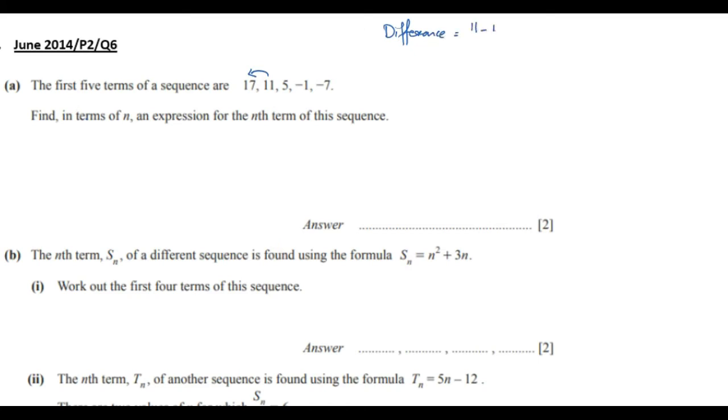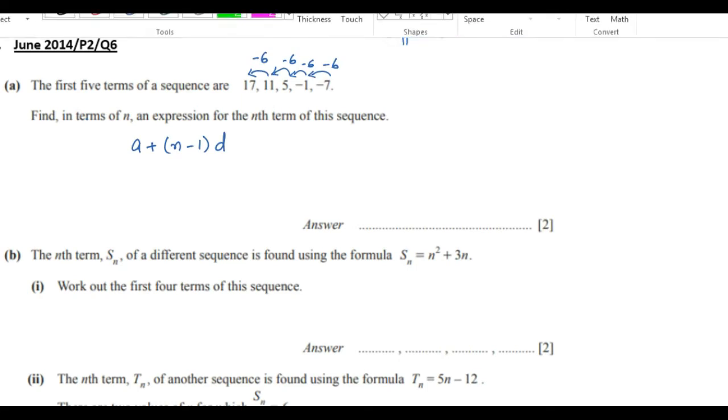So 11 minus 17. See here, the difference is minus 6. Similarly, 5 minus 11 is again minus 6. Minus 1 minus 5 is minus 6. Minus 7 minus (minus 1) is equal to minus 6. So here the difference is equal and it's minus 6. So we can use the formula a plus (n minus 1) multiplied by d.